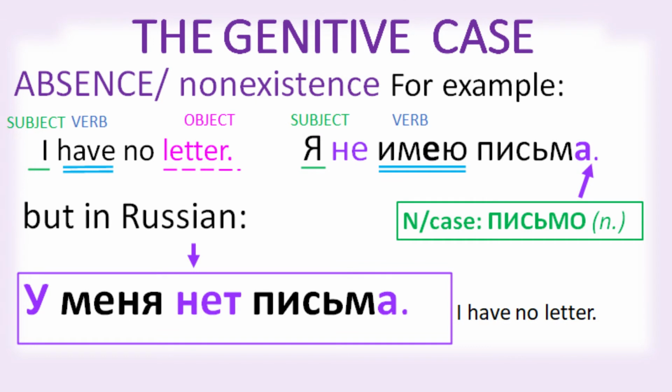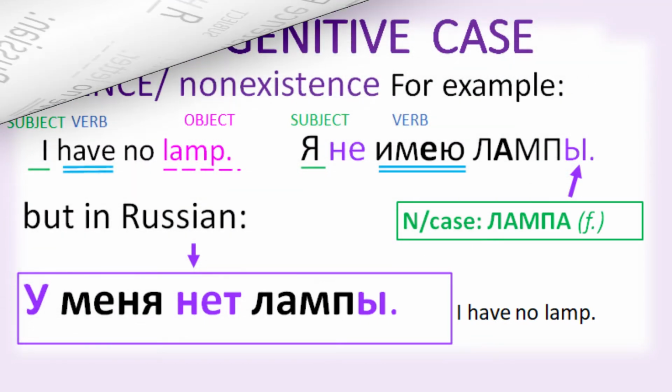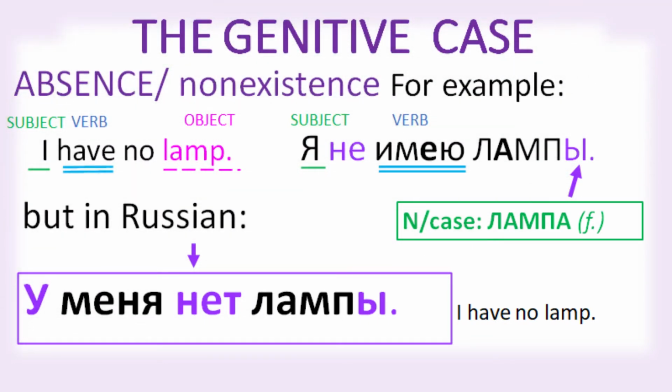I have no letter. Literally, it can be translated as, Я не имею письма, but in colloquial Russian, use the construction У меня нет письма. I have no lamp. Literally, it can be translated as, Я не имею лампы, but in colloquial Russian, use the construction У меня нет лампы.